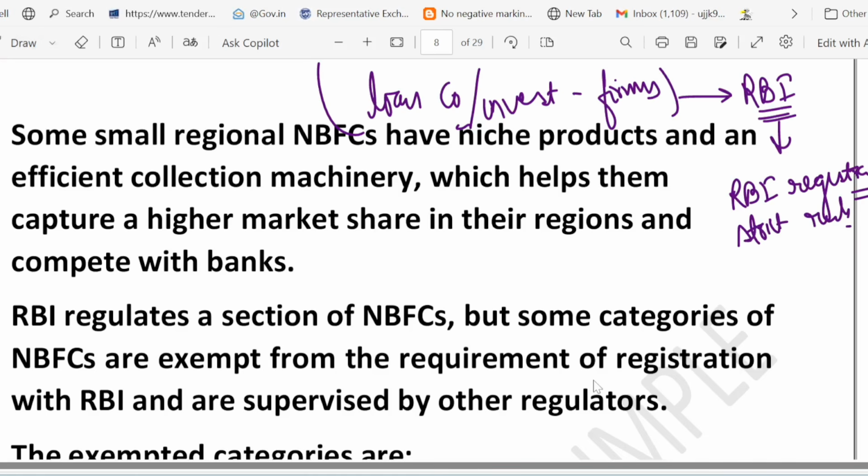Let me give you one example. You might have heard the name of Bajaj Finance. I hope you have, right? So what is Bajaj Finance? Bajaj Finance is RBI regulated. That is the first point. The second point is that they offer loans and also EMI cards. This is one best example to understand RBI regulated NBFCs.